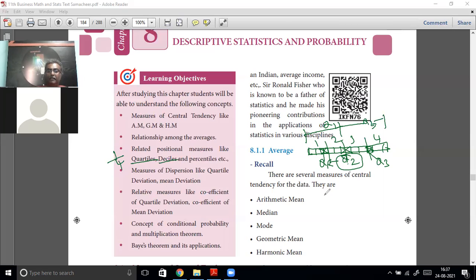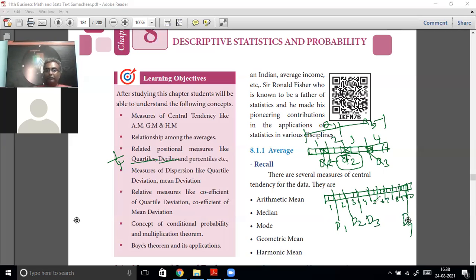Now, what is decile? Decile means whatever data you are having, 1, 2, 3, 4, 5, 6, 7, 8, 9, 10, 11, 12, 13, 14. Let's say you have 20. Divide the data into 10 pieces. This will be D1. This will be D2. This will be D3. Like that till D9 you get. What about D10? D10 won't be there. You are dividing it into 10 pieces.